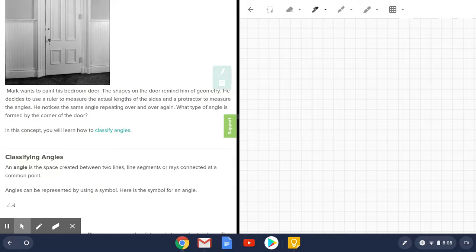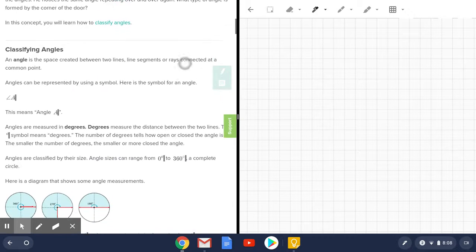Mark wants to paint his bedroom door. The shapes on the door remind him of geometry. He wants to use a ruler to measure the actual lengths of the sides and a protractor to measure the angles. Remember, rulers measure length, protractors, I'm sure you guys have used those before, measure angles. He notices the same angle repeating over and over again. What type of angle is formed by a corner of a door? In this concept, we're going to learn how to classify angles.